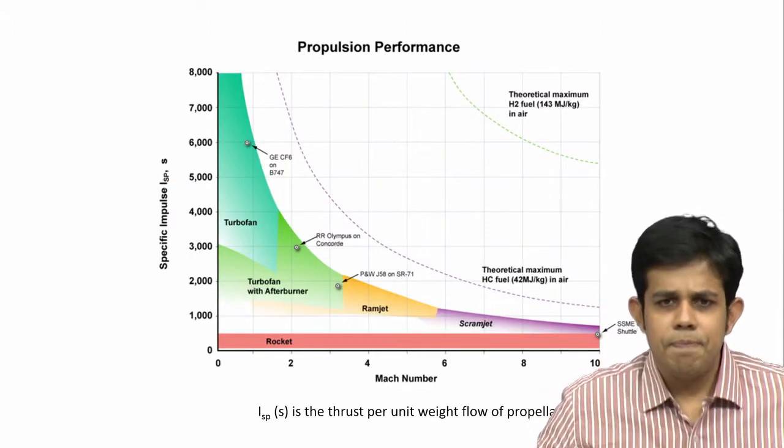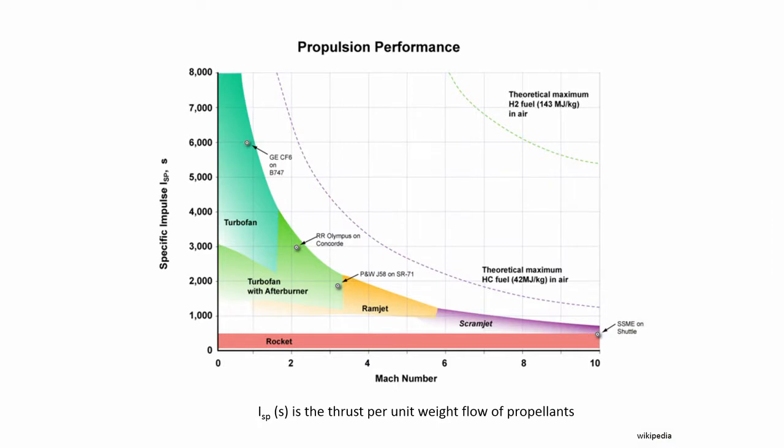So here, before we go into the scramjet engines, we need to take a look at a parameter that can quantify propulsion performance, and that parameter is called ISP, the specific impulse. If it is in units of seconds, it is essentially thrust per unit weight flow of propellants. Now the question is, what is a propellant?